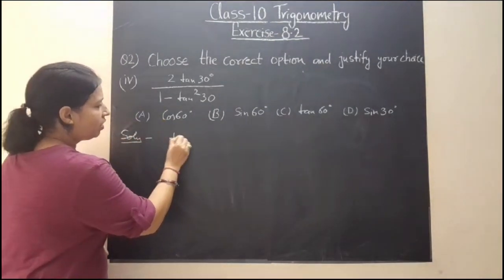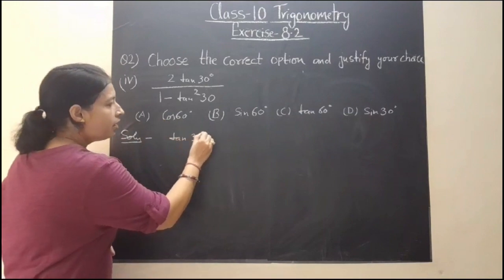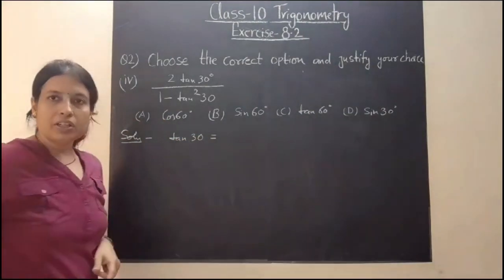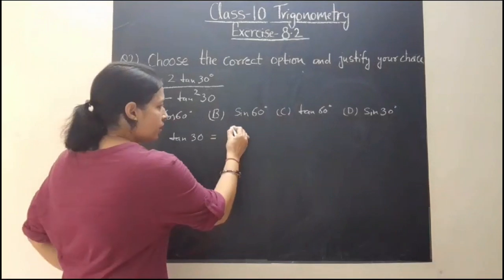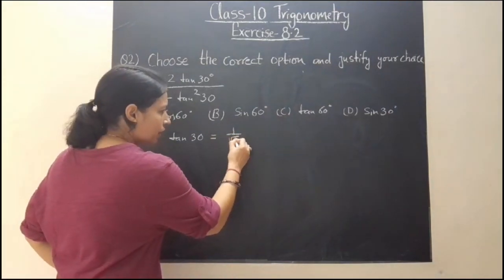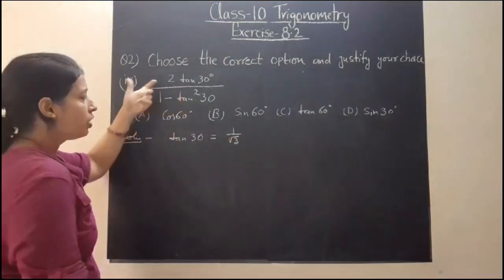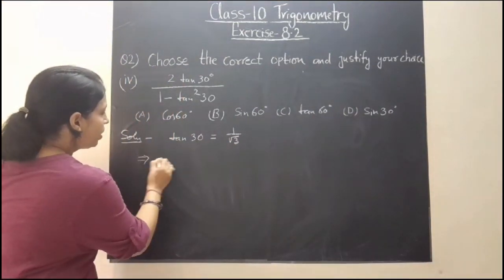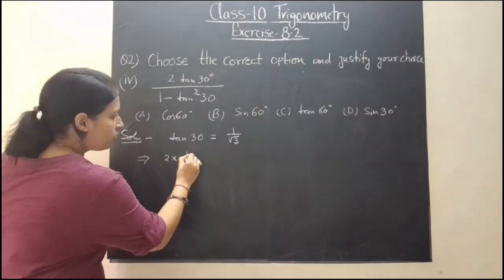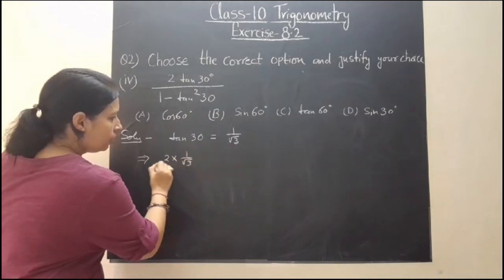What is the value of tan 30 degree? Yes, tan 30 degree is equal to 1 by root 3. So write here 1 by root 3 and put this value in this equation. So write here 2 tan 30 is equal to 1 by root 3.